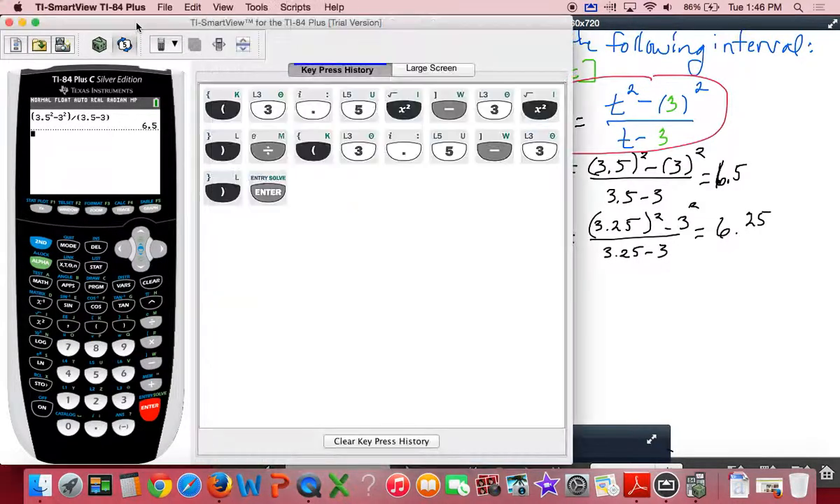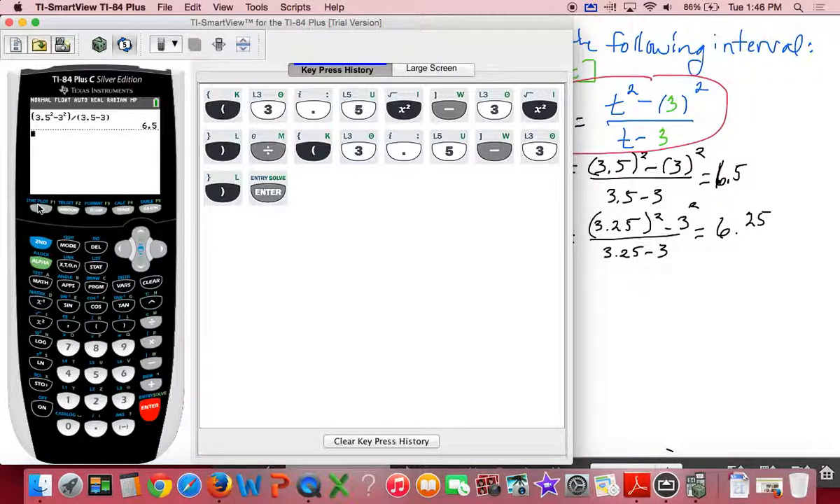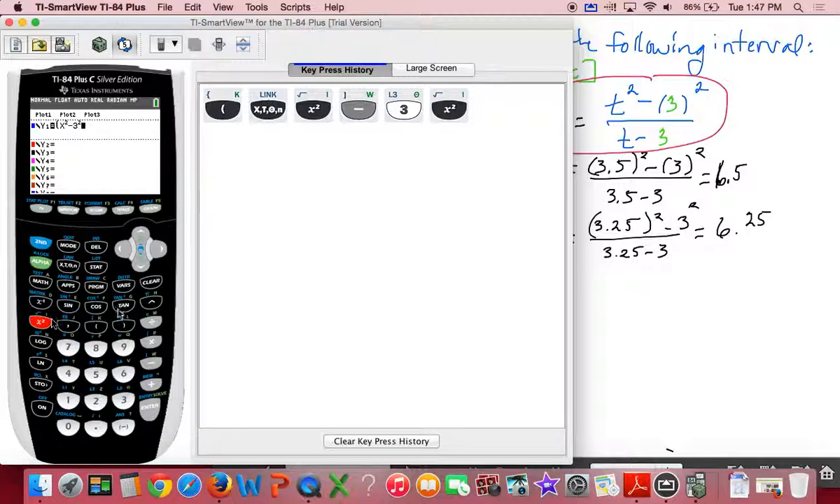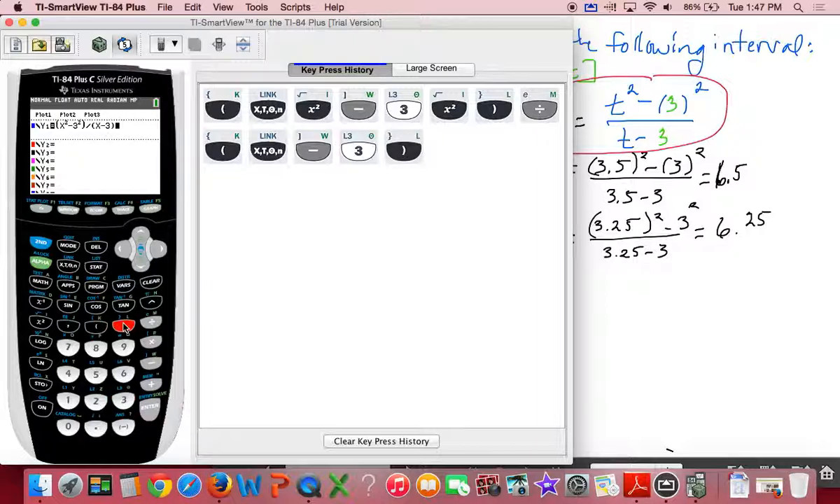So go to your calculator, and we're going to go to y equals, and we're going to clear out what might be in there. And I'm going to clear my key press history. So we're going to put in parentheses, because if you don't, you'll get it wrong. And we don't have t, so we're using x. So parentheses x squared minus 3 squared, and you can put 9 in there. That's fine too. Parentheses divided by, and you must use parentheses, x again instead of the t, minus the 3. Because we're approaching 3, that's why the 3 never changes.